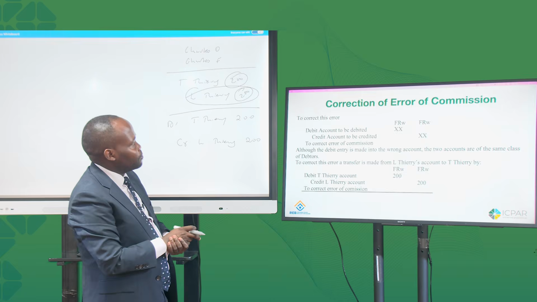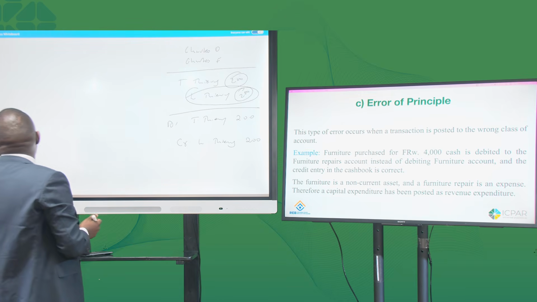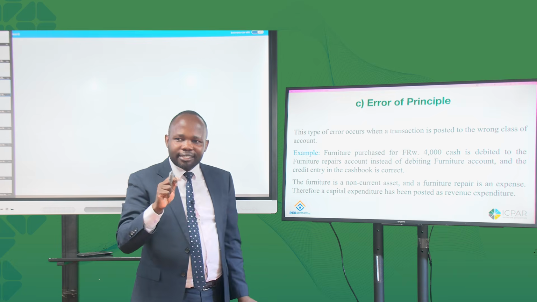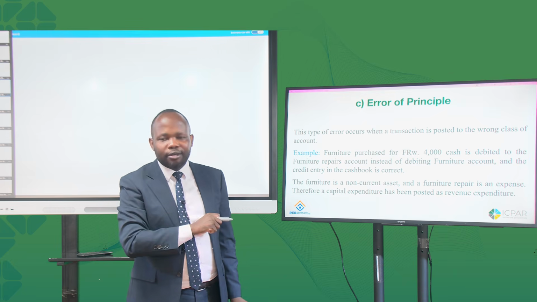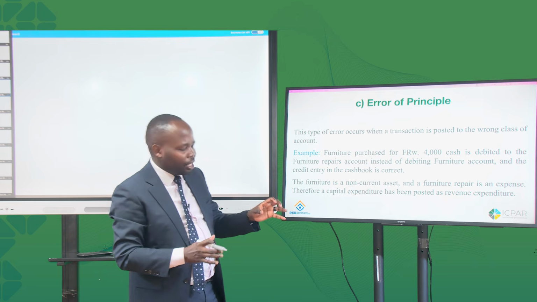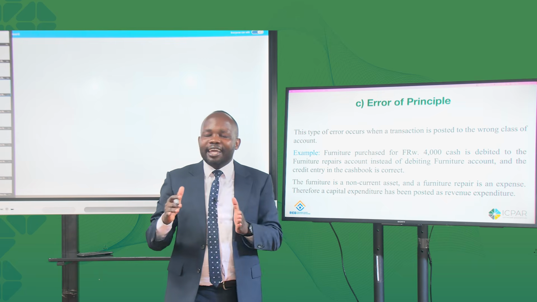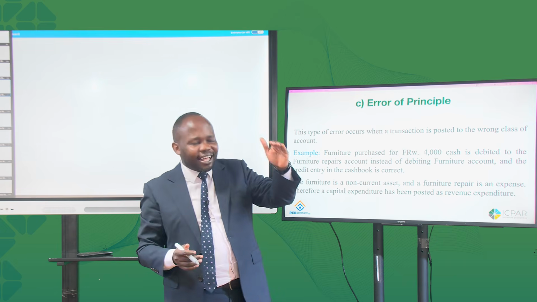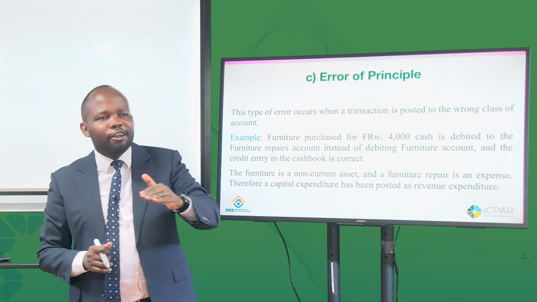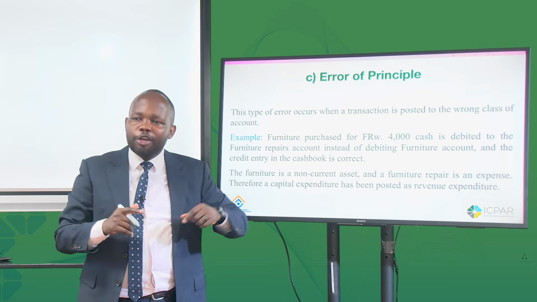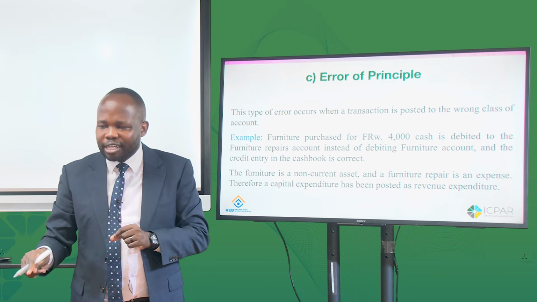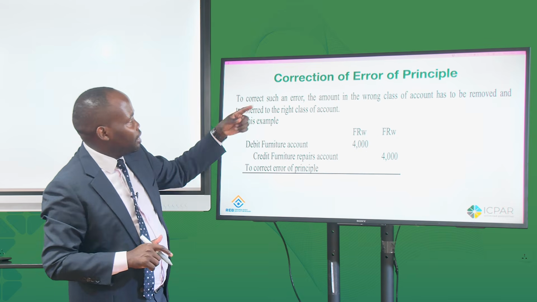The next error is error of principle. In an error of principle, the error is made in the class of accounts. What do we mean by class of accounts? We have classes: assets, liabilities, income, expenses. So instead of posting the entry in the assets account, we posted the entry in the expenses account. Remember, both assets and expenses are debit entries. So what do you do? You reverse the entry. What was posted wrongly is credited, so if it was an expense, you credit the expense and then you debit the asset.